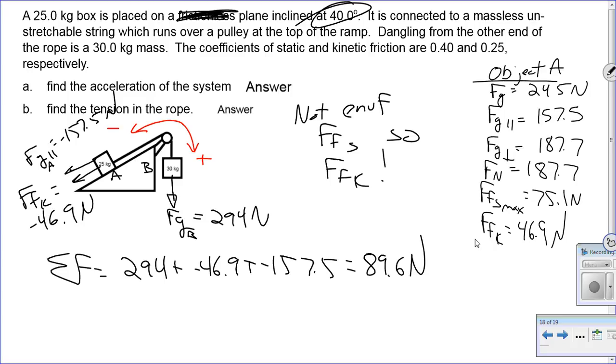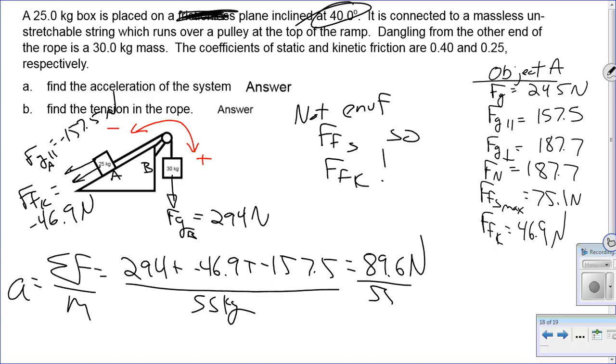So what should I do now? Find the acceleration, right? Divide by mass. What's my mass? So that gives you an acceleration of 1.62.